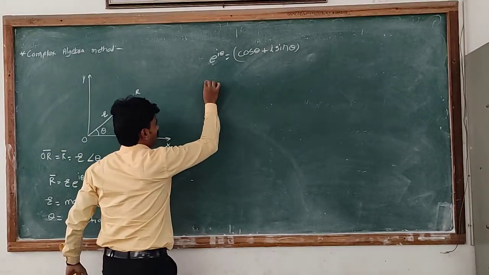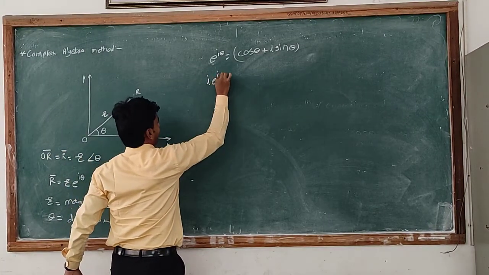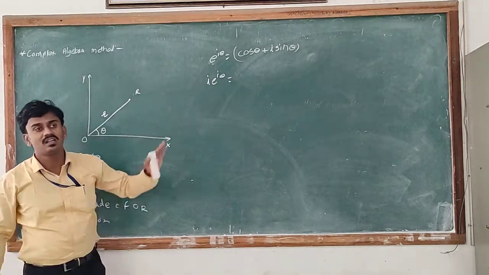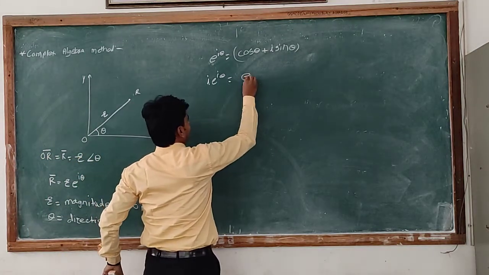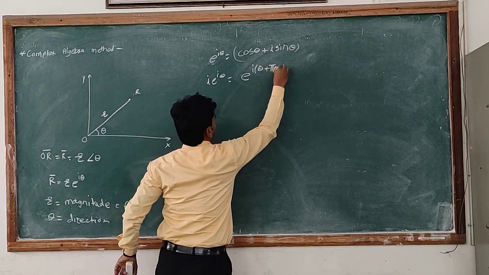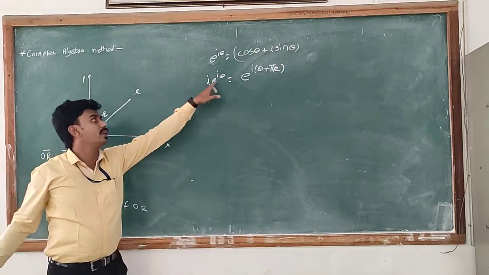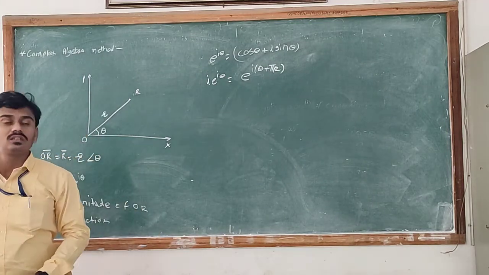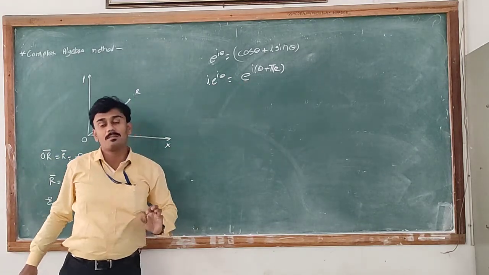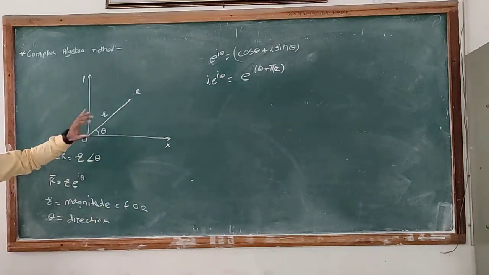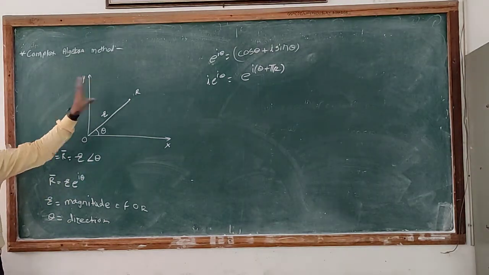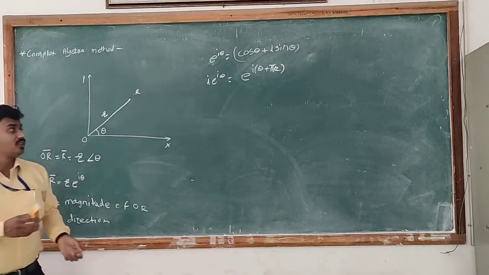And if there is another complex form, suppose i into e raised to i theta, then it can be represented as e raised to i into theta plus pi by 2. So this is the expansion in complex algebraic form.